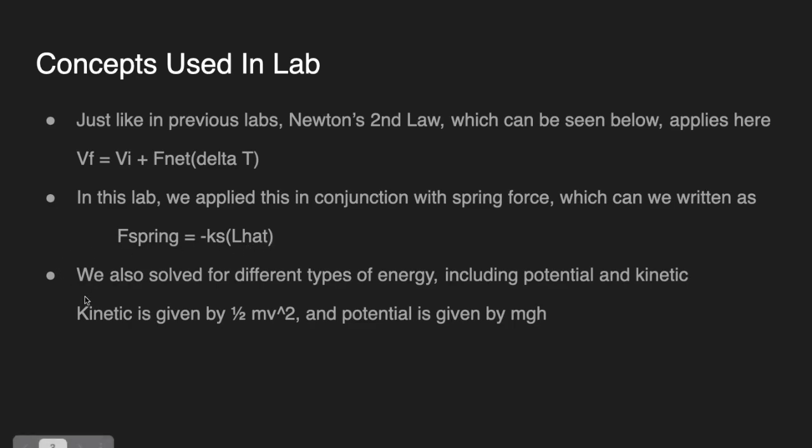We also could solve for different types of energy, including potential and kinetic. Kinetic is given by 1/2 the mass of the object times its velocity squared, and potential is given by mgh, where m is the mass of an object, g is the acceleration due to gravity, and h is the height of the object.